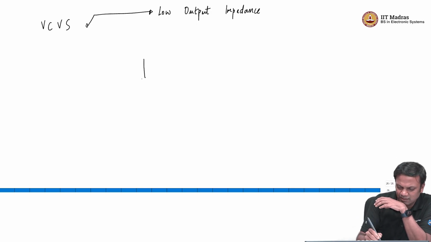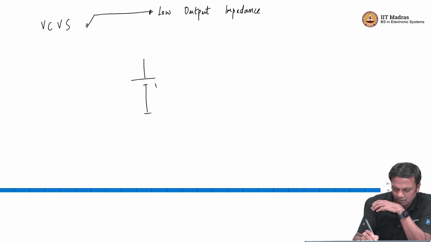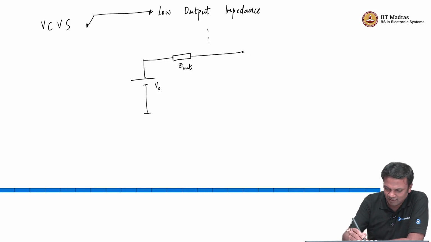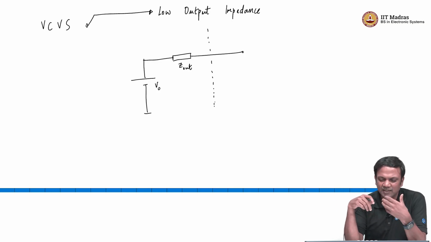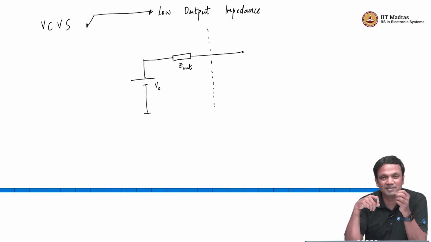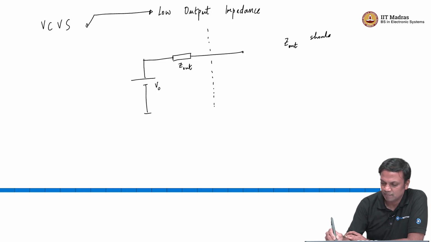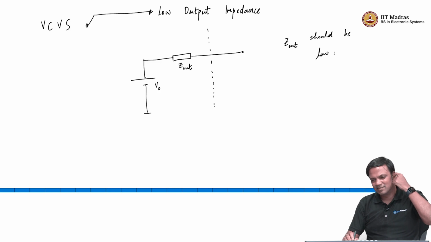So, let us say this is my output. I am not putting R out, I am putting Z out, because we are going to start looking at impedance as a function of frequency. So, it is important that we start thinking of it as impedance rather than just resistance. Let us say this is the equivalent circuit. What we want is to be able to say that Z out should be low, right. Now, what does Z out should be low mean?